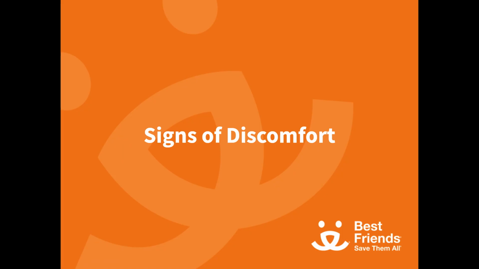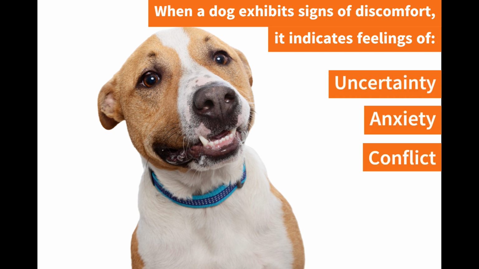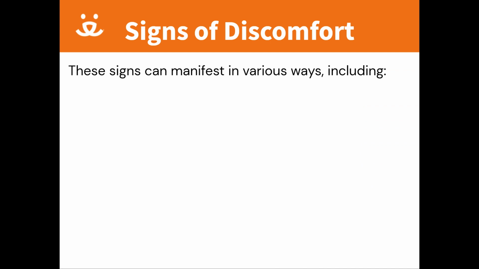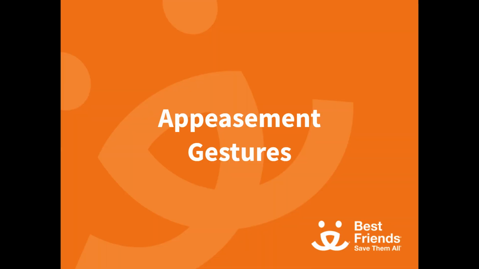Signs of discomfort. When a dog exhibits signs of discomfort, it indicates feelings of uncertainty, anxiety, conflict, or stress. These signs can manifest in various ways, including appeasement gestures, displacement behaviors, stress signals, and early warning signals such as fear, frustration, and arousal. Appeasement gestures.